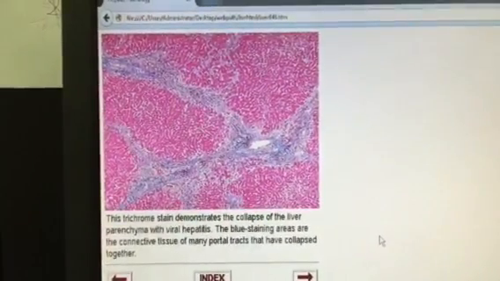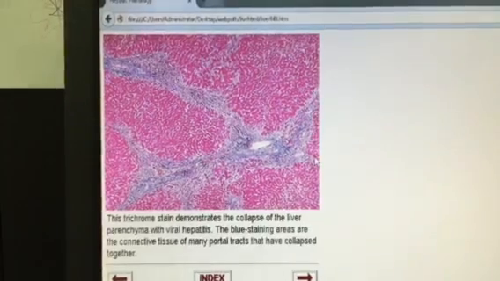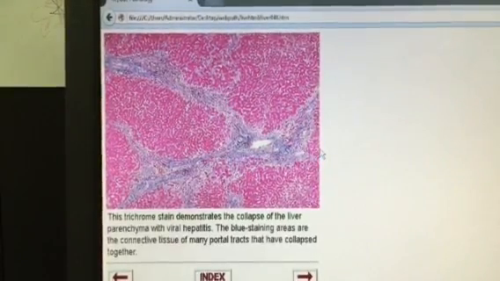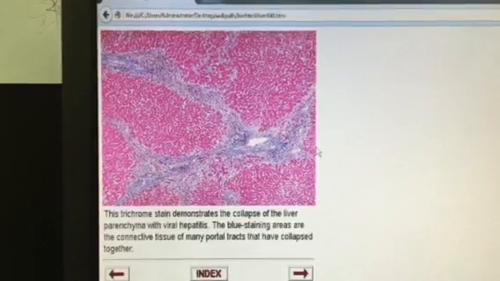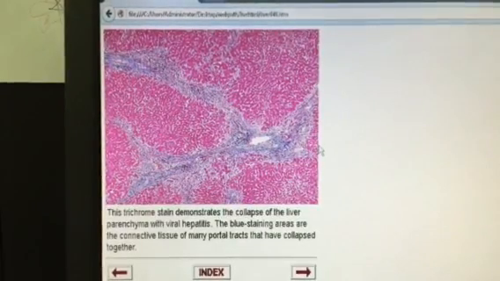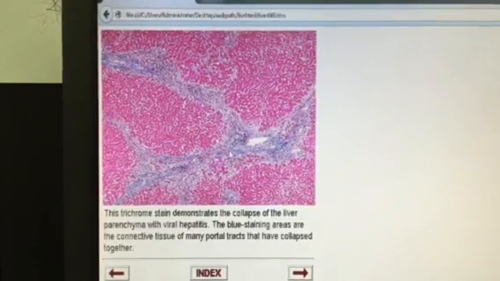This is a trichrome staining. It stained the fibrosis inside the slide. So by H&E you cannot detect the fibrosis. You have to do a special stain called trichrome stain. This will demonstrate the fibrosis as a blue stain.